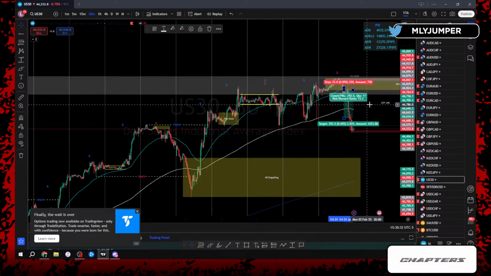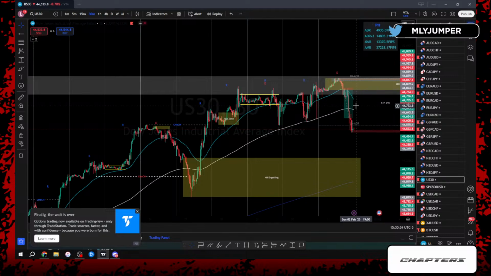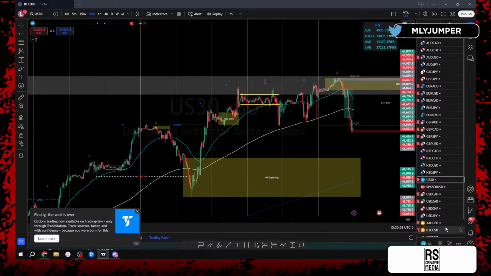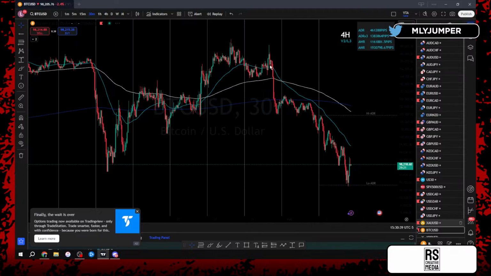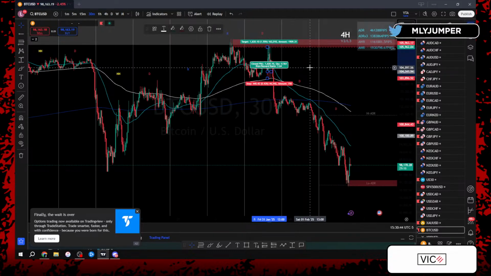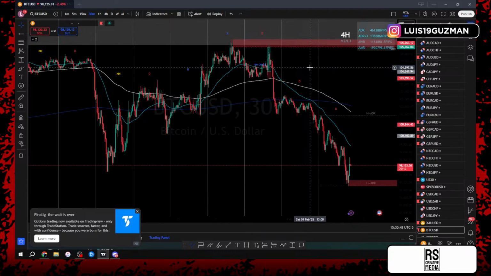US30 was a 1 to 13 trade. Who's doing that? No one is showing you a 1 to 13 trade, right? Bitcoin, same thing, right? Bitcoin was a smaller trade, a little 372, but it was still a 1 to 3 on Bitcoin. 162 pip TP for a 44 pip stop loss. Who else is doing that?